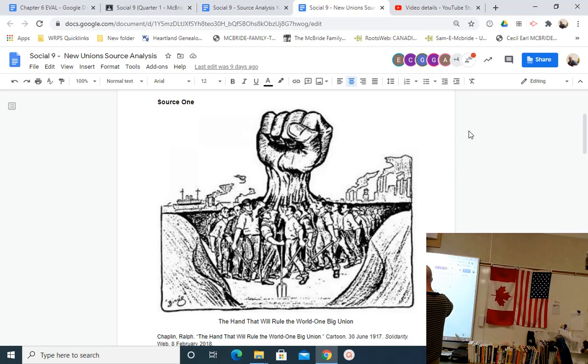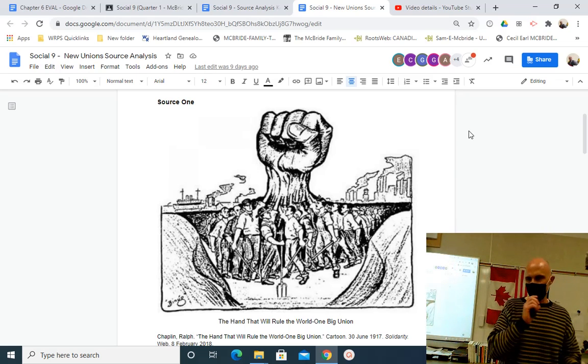So this cartoon has some industry in the background. There's a boat on the left, there's some factories on the right, and then it says the hand that will rule the world, one big union. So what's their goal? The goal is to rule the world. Their means to the end is to unionize. So what is the perspective of the cartoon? The perspective of this cartoon is pro-union. And they're suggesting that they're going to rule the world.